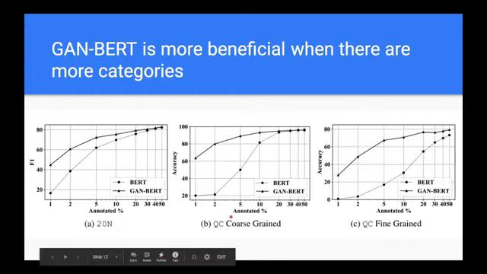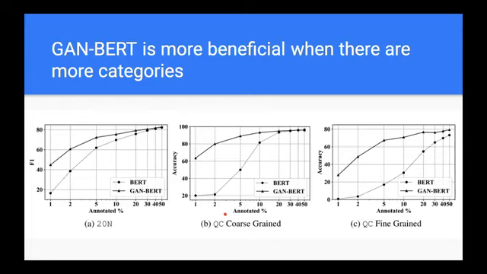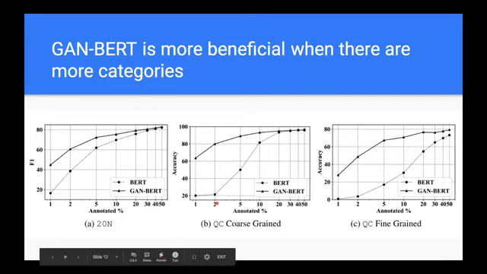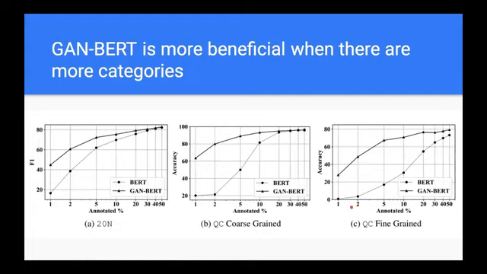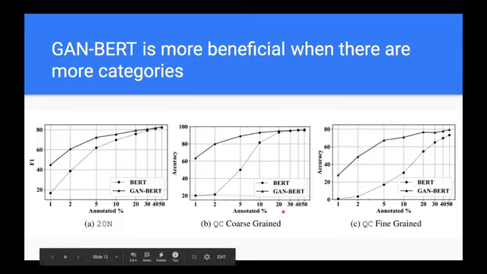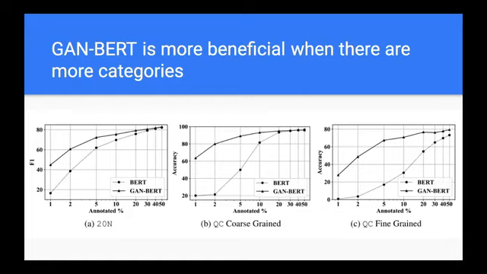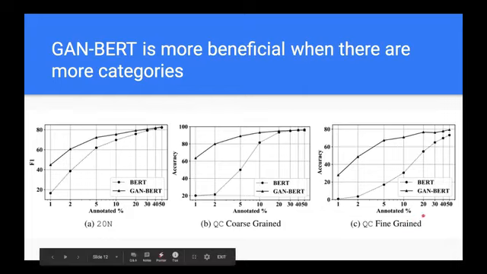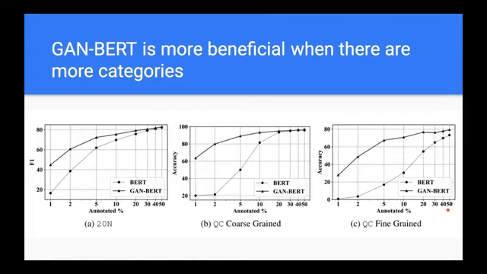It's really, really high. And in this case, it's a question classification. You have 2 categories. One is coarse grain, where you have fewer classes, and you also have fine grain classes. And you can see a similar result. Only when you train on 1 or 2% of data, then GAN-BERT outperforms the baseline BERT quite a lot. And in the coarse grain, the gap only gets smaller when you use 20% of the data. But in the fine grain case, even when you use 50% of the data, GAN-BERT still outperforms the baseline BERT by quite a lot.